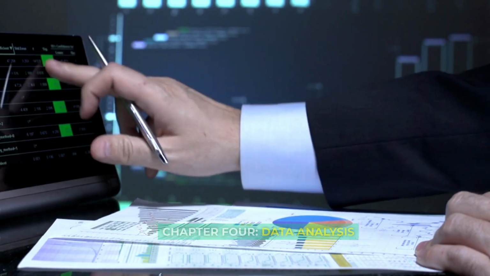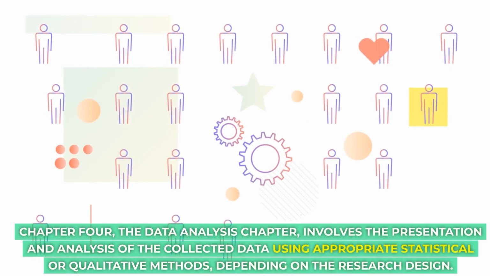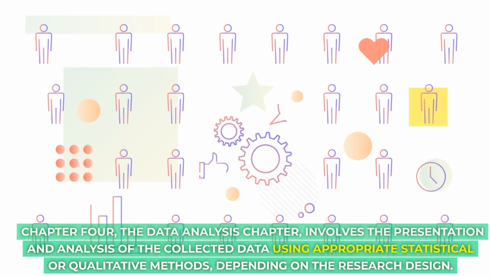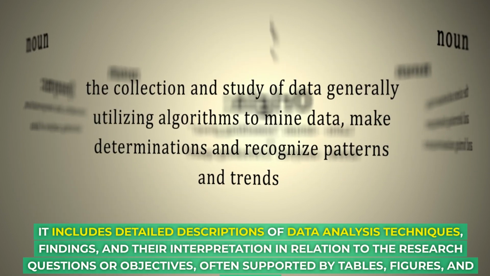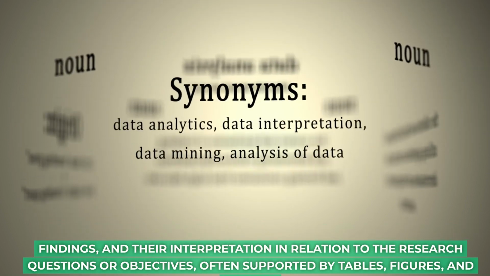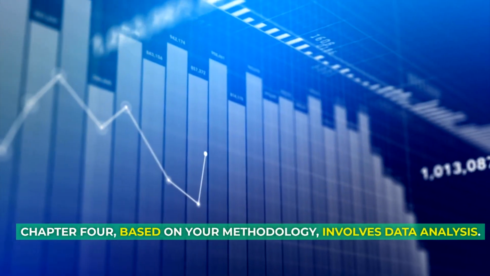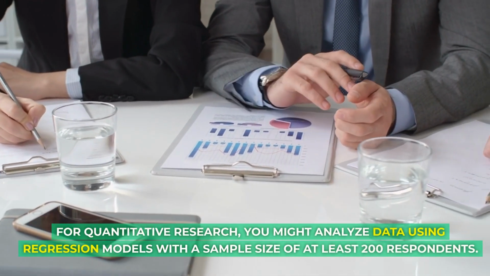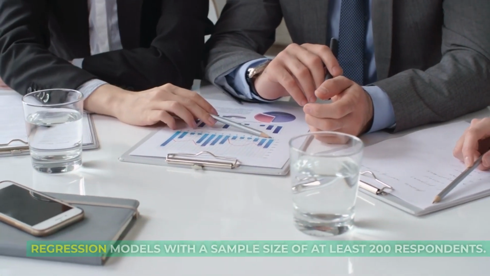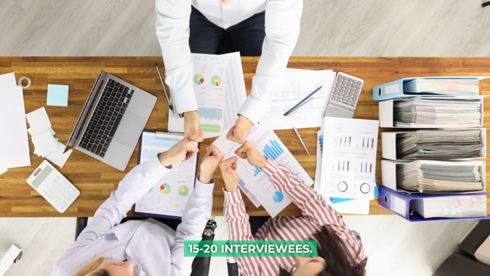Chapter 4, Data Analysis. Chapter 4, the Data Analysis chapter, involves the presentation and analysis of the collected data using appropriate statistical or qualitative methods, depending on the research design. It includes detailed descriptions of data analysis techniques, findings, and their interpretation in relation to the research questions or objectives, often supported by tables, figures, and graphs. Chapter 4, based on your methodology, involves data analysis. For quantitative research, you might analyze data using regression models with a sample size of at least 200 respondents. If it's qualitative, conduct thematic analysis with a sample size of 15-20 interviewees.